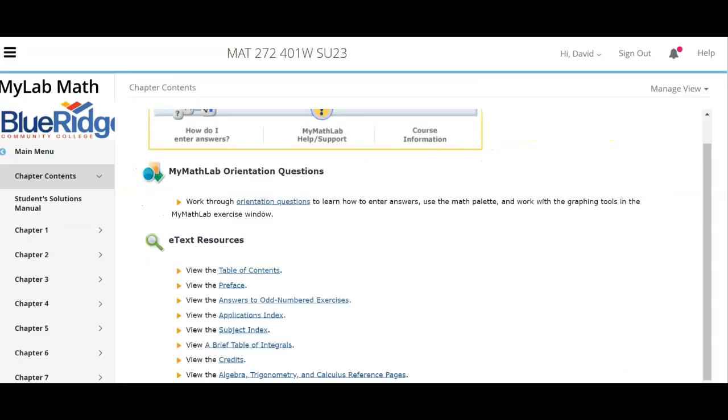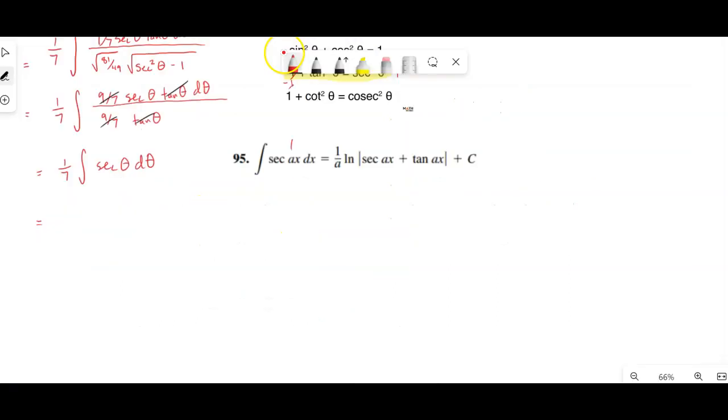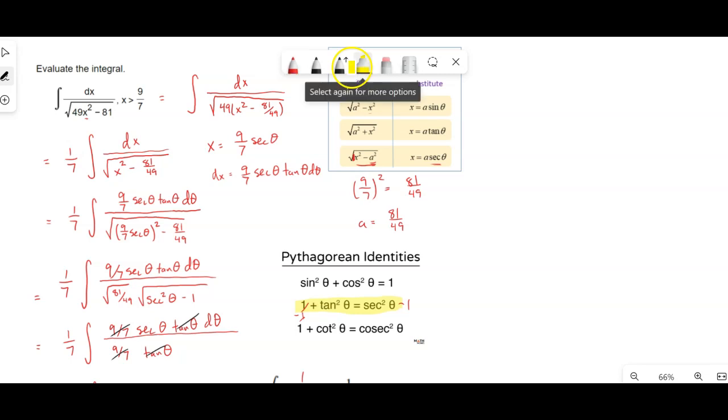All right, I wouldn't expect you to know the secant function's integral off the top of your head, so it would be fine to go to chapter contents in my math lab, and there's the brief table of integrals. All right, and there we see on number 95, there's the secant function. All right, we can see a is just 1 here. So this is just 1/7 the natural log of the absolute value of the secant theta plus tangent theta plus c. Now remember, this is dx.